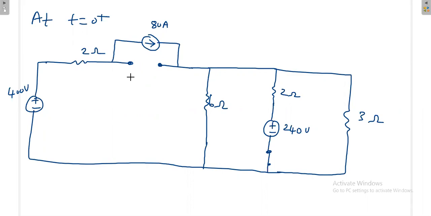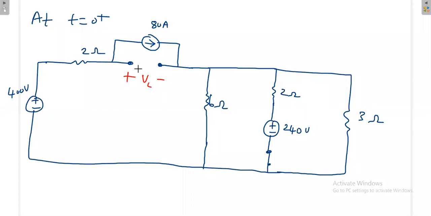Then I should know what is the voltage across the inductor at t is equal to 0 plus. Once I know the voltage across the inductor at t is equal to 0 plus, then I can easily find out what is di by dt at t is equal to 0 plus. Now my aim is to find out this term.